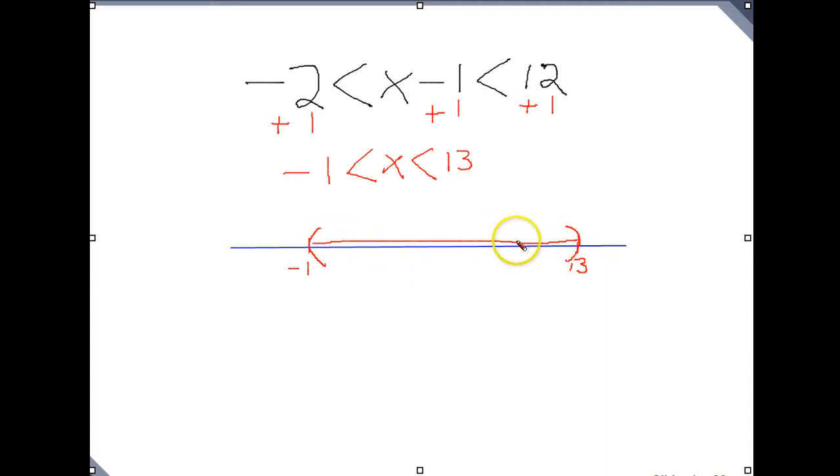Now to put that in interval notation, again, right from the graph, we use a parenthesis, -1, comma, 13, parenthesis. And that's how we do one like this. And I have one more to show you.